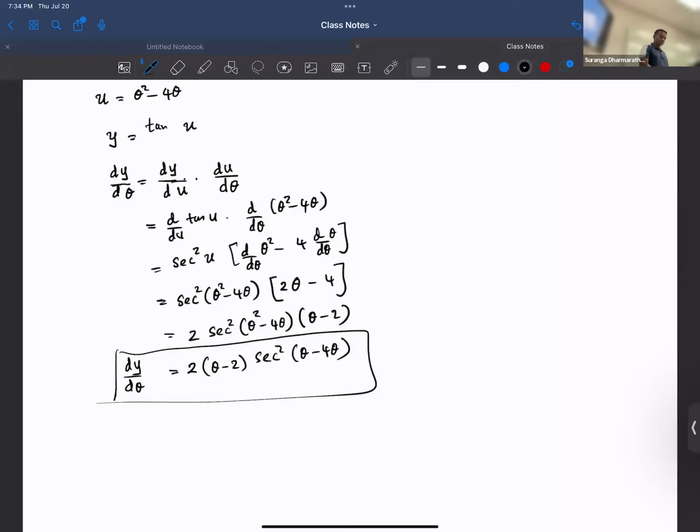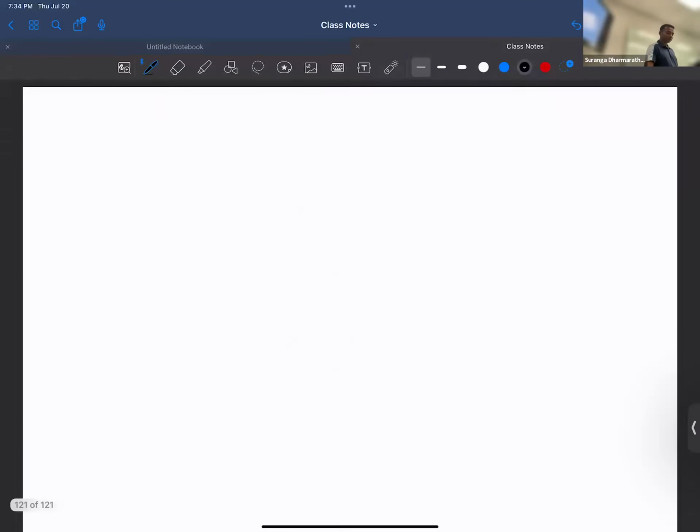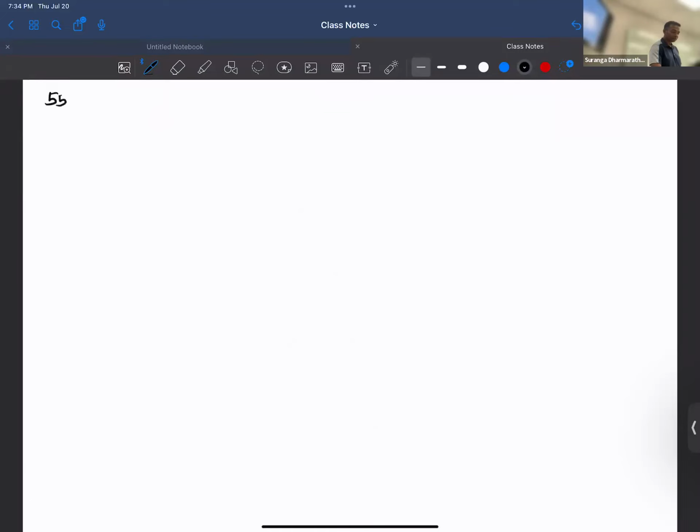Okay, let's go to a little bit more challenging problem. Let's go to this one, number 55. 55 is y equals cosine 6x plus sine squared x, to the power half.